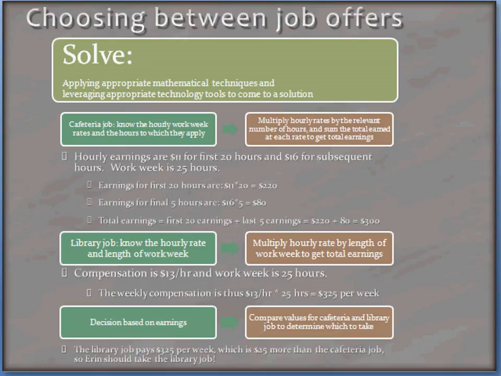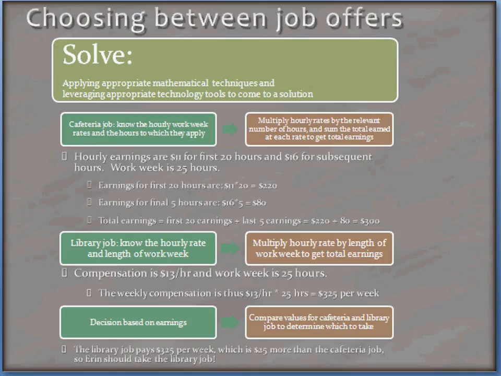Now we solve, applying appropriate mathematical techniques that we identified in our strategize phase. We'll also use a calculator to speed up this process. Let's calculate for the cafeteria job first. We calculate the earnings for the first 20 hours by multiplying 20 hours by that hourly rate of $11 to obtain $220 for the first 20 hours. Then we calculate the earnings for the final 5 hours, or $16 per hour times 5 hours, which is $80. For the total earnings for the week, we sum the first 20 hours and the last 5 hours, or 220 plus 80, to get $300.